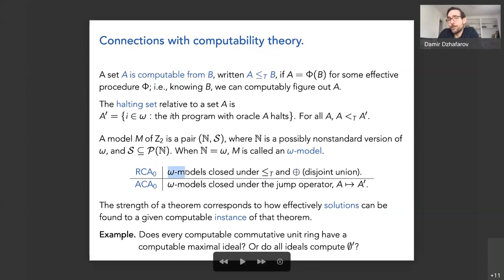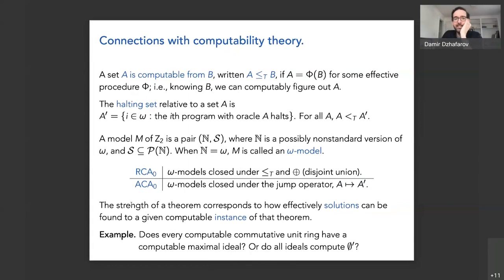So for example, the collection of computable sets is an omega model of RCA0. It's a very basic model. The omega models of ACA0 are characterized by being closed under the jump operator. So if I have a set A in my model, I also necessarily have A jump, A prime, the halting set. And therefore I have A double prime, and so on. So whereas the models of RCA0 are closed downwards, the models of ACA0 are strongly pushing you to close upwards. So they have very different behaviors. The models of ACA0 are quite large. The models of RCA0 can be quite small.